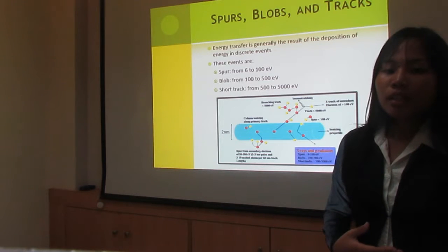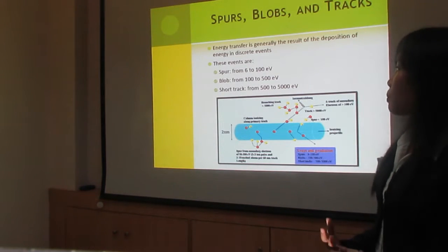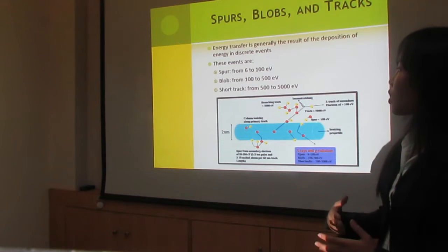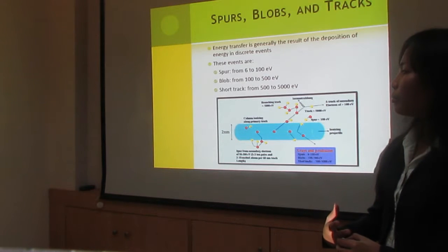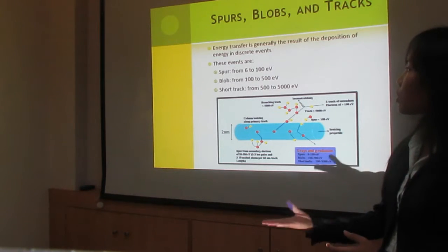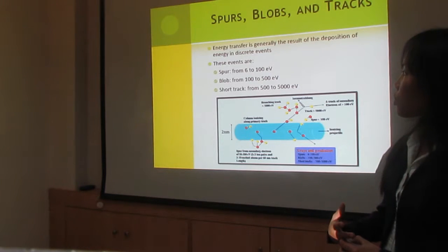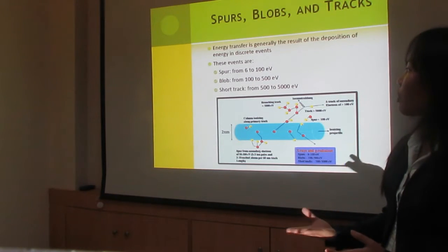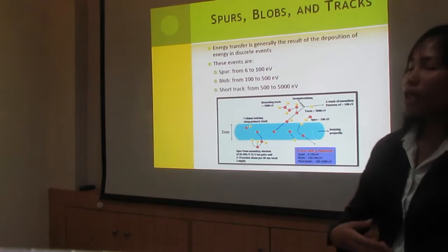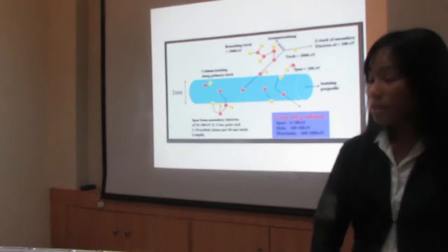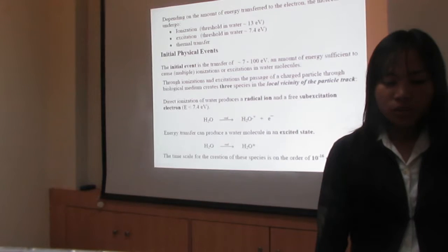So let's go on. These events are, for example, first from 6 to 100 electron volts, they produce in the approximate energy of 6 to 100 eV, while blobs are produced from 100 to 500 electron volts, while short tracks are produced from 500 to 5000 electron volts. So this is the diagram.